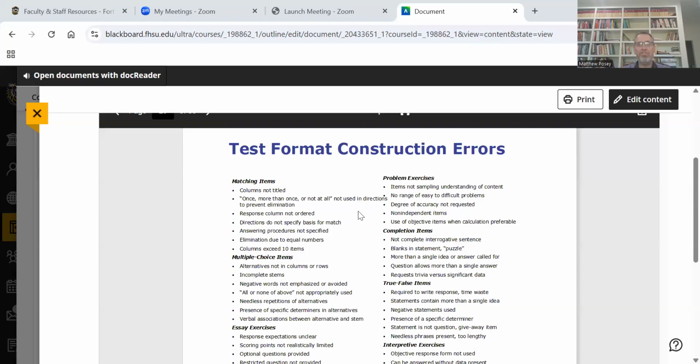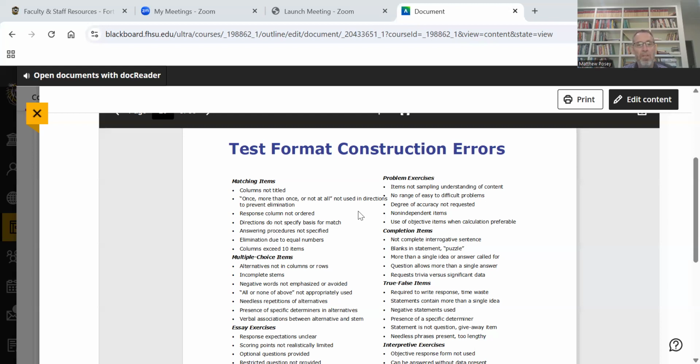So some format construction errors. Maybe some things to avoid are matching items. We just need to make sure that we go through and are very clear and specific about what we're trying to assess. So when we look at matching items and some different errors in constructing those, maybe columns aren't titled, or there's more than once, or not at all, or not used in directions to prevent elimination. Maybe response columns aren't ordered, directions may not be specific. Those are just some of the basic things that we want to take into consideration.